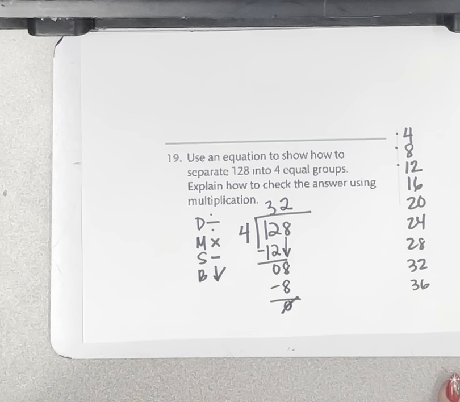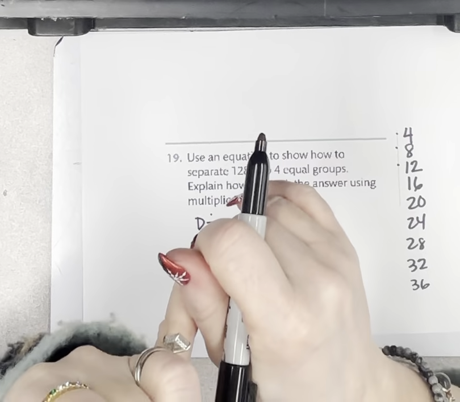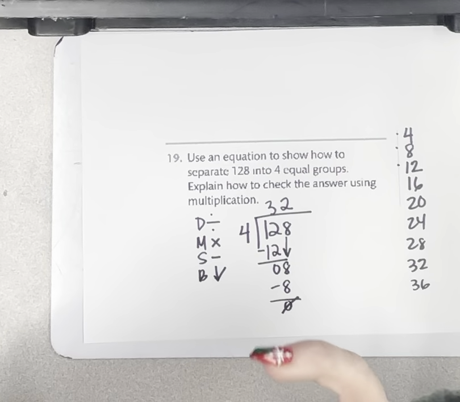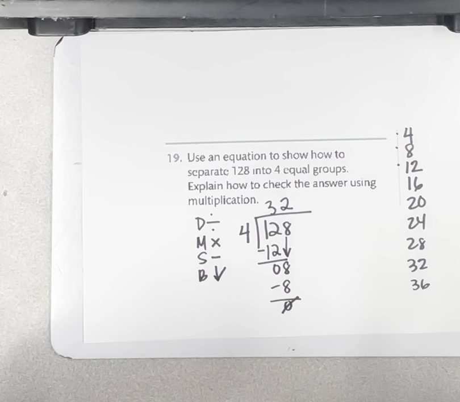I hope this was helpful. Please watch this a couple of times if you got stuck on a few of them, especially the one about the cutting of the fabric and the pizza parlor. But remember, as long as you take it a step at a time, as long as you are skip counting, you're going to be just fine.